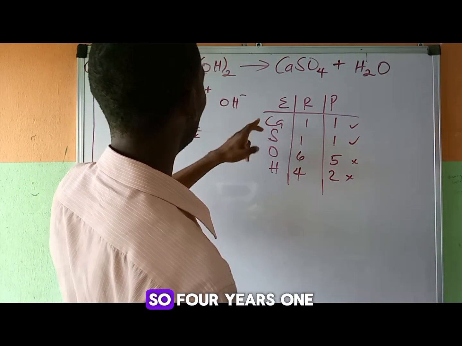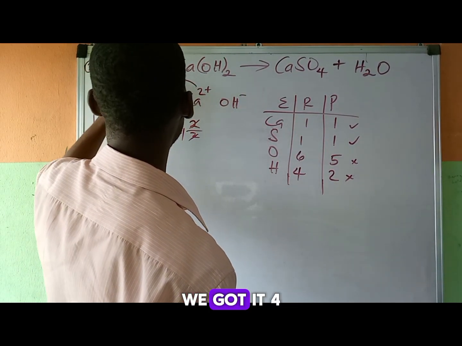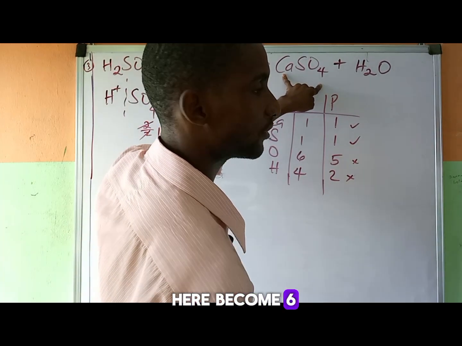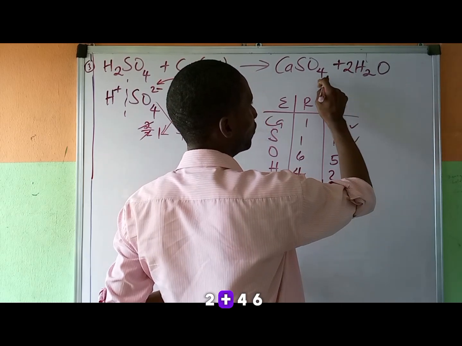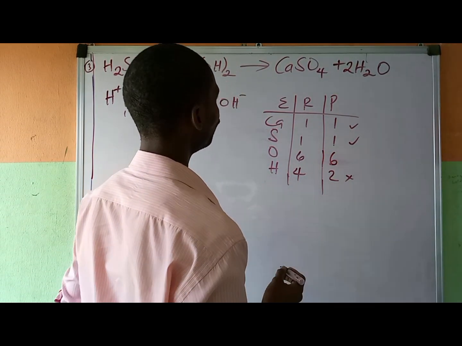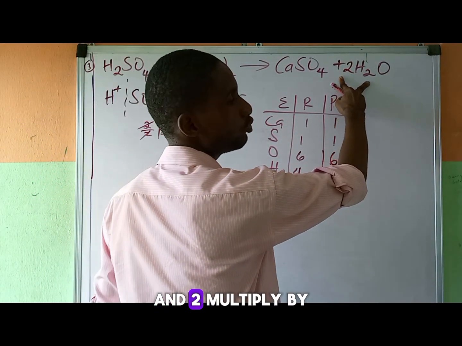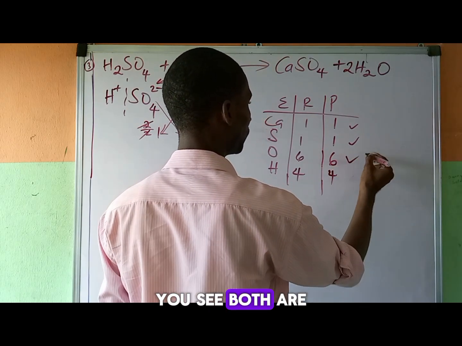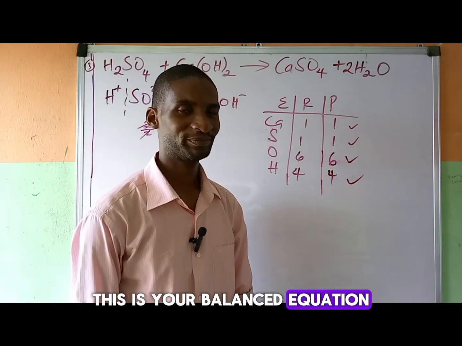So let's see, what can we do? Calcium is 1, 1, sulfur here is 1, sulfur here is 1. Oxygen on this side is 6. Look at it, 4 plus 2, 6. So what can I do to make oxygen here become 6? I have 4 on this side. If I place 2 here, my oxygen becomes 2 plus 4, 6. So now my oxygen is 6, 6. And then my hydrogen becomes 2 here, that is 4. And 2 multiplied by 2, that is 4. And you see, both are now correct, and this is a balanced equation.